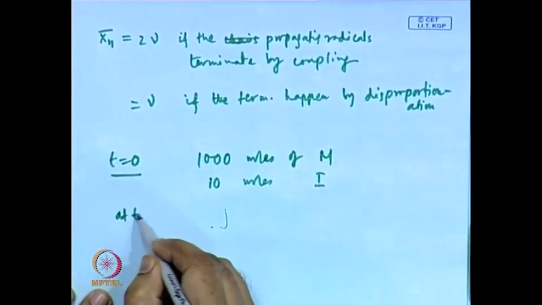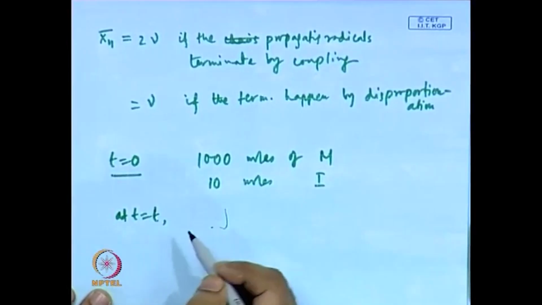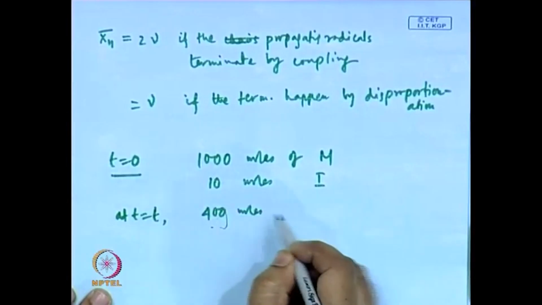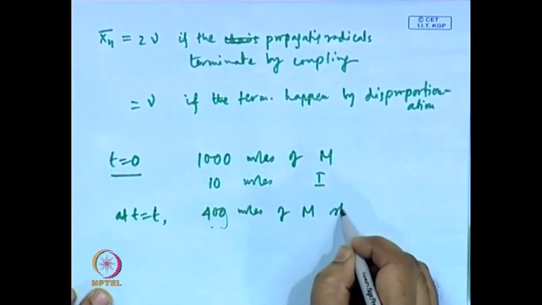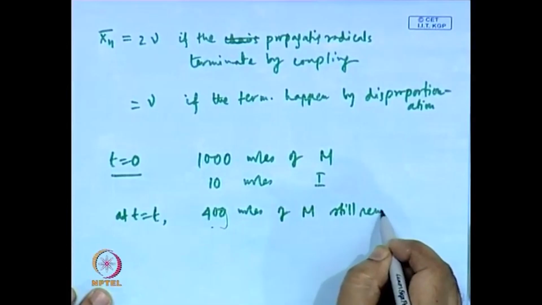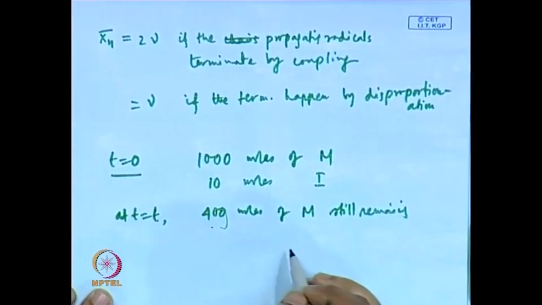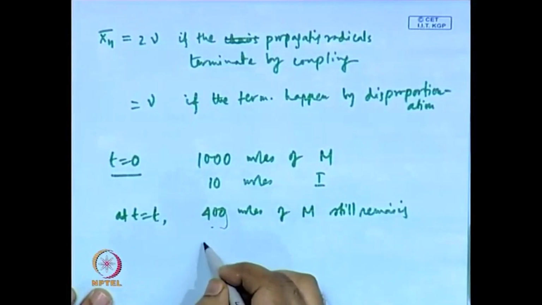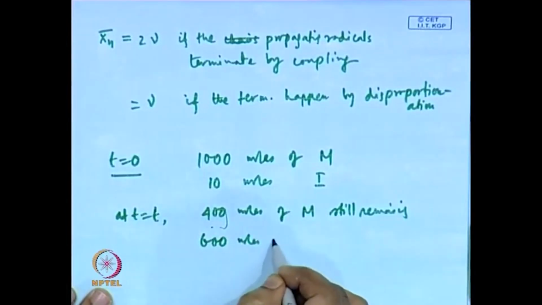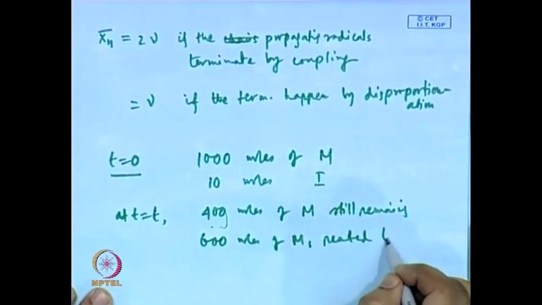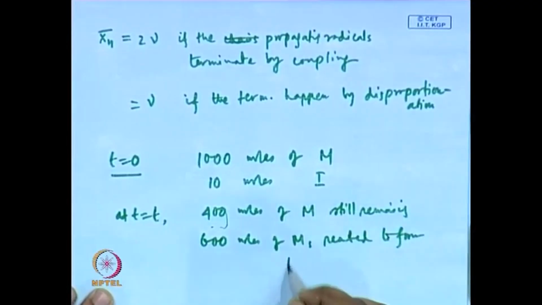Now, at time t we stop the reaction and we found that there are 400 moles of monomer still remaining. So, how many moles of monomers have reacted to form polymers is basically 600 moles of monomers reacted to form polymer chains.